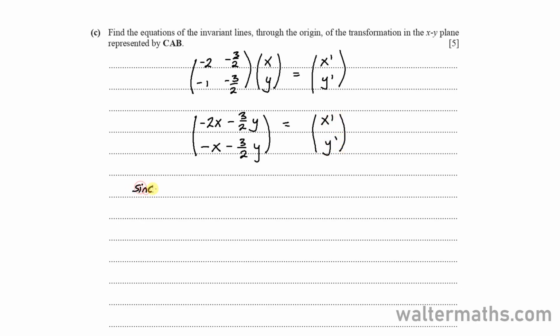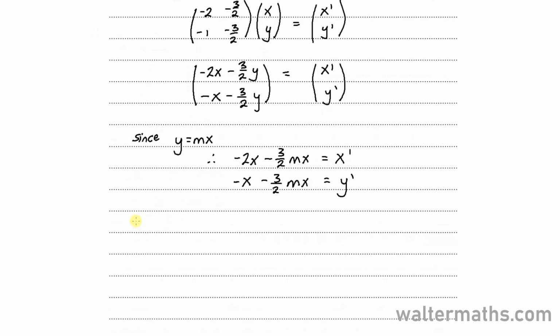So now we're saying, since the lines are passing through the origin, they should take the form y = mx. So for the equations that I'll extract from this, I am going to substitute mx for y. So for the first equation, it's going to be -2x - 3/2 y, but in place of y, I'm going to put mx, and that's equal to x'. And for the second equation, I'll have -x - 3/2 y, but in place of y again, I'll put mx, and that's equal to y'.